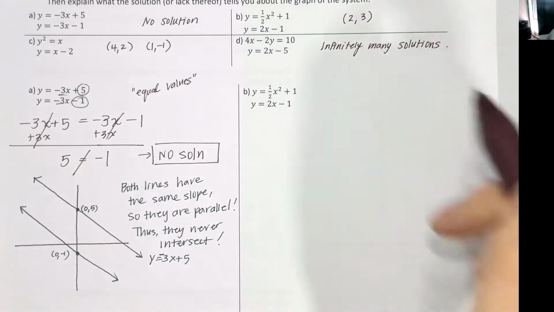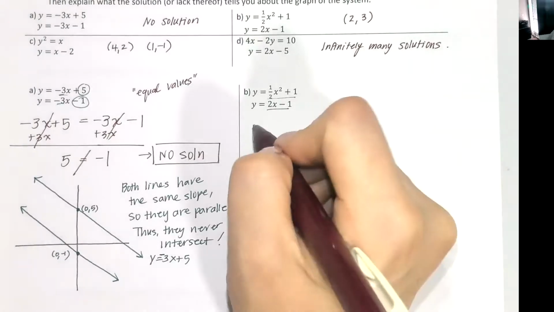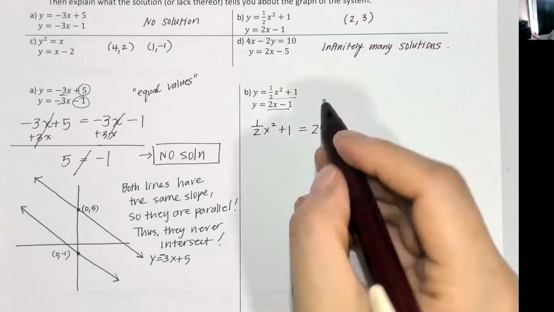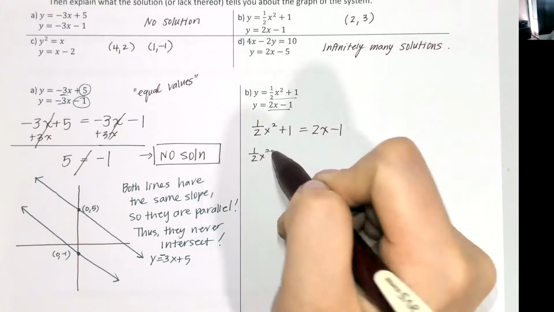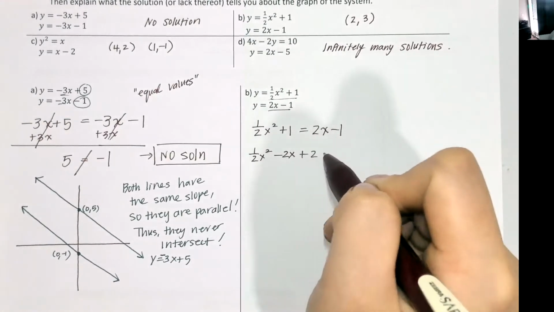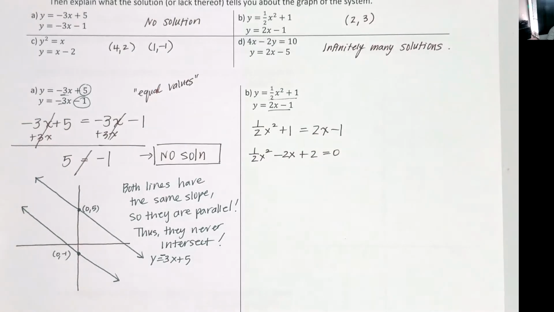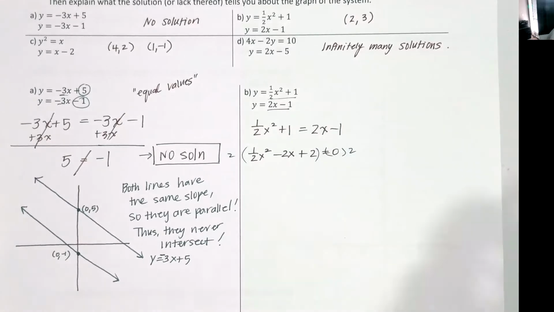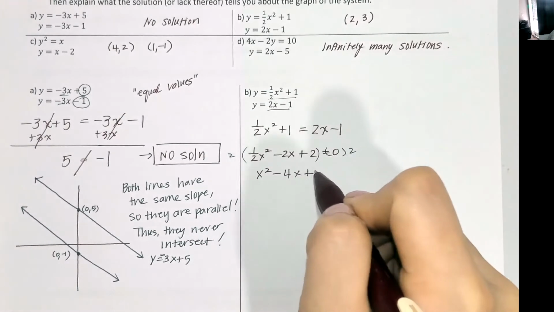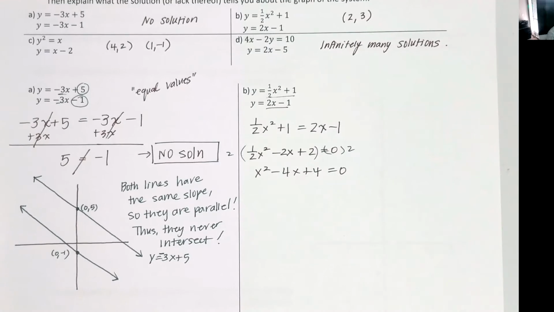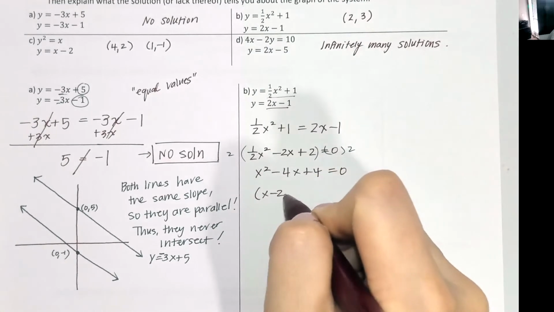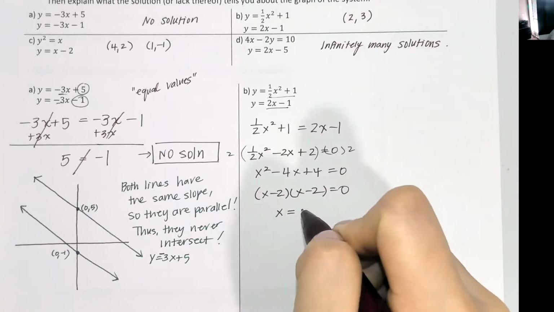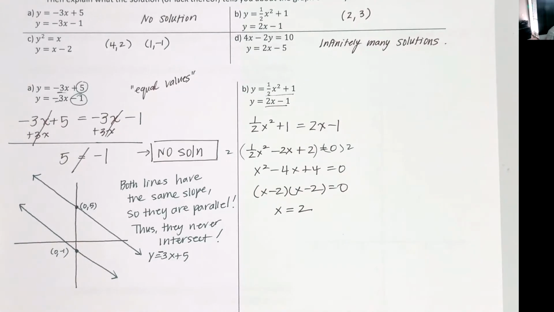Next one, same thing. They're both equal to y, so I'm going to set both equations equal to each other. Now, moving this minus 2x and adding 1 to both sides, you're going to get 1/2 x squared minus 2x plus 2 equals 0. To get rid of the fraction, multiply both sides by 2. x squared minus 4x plus 4 equals 0. You've got a quadratic equation, which is factorable. Since both factors are the same, you're going to get x equals 2 as the only solution.